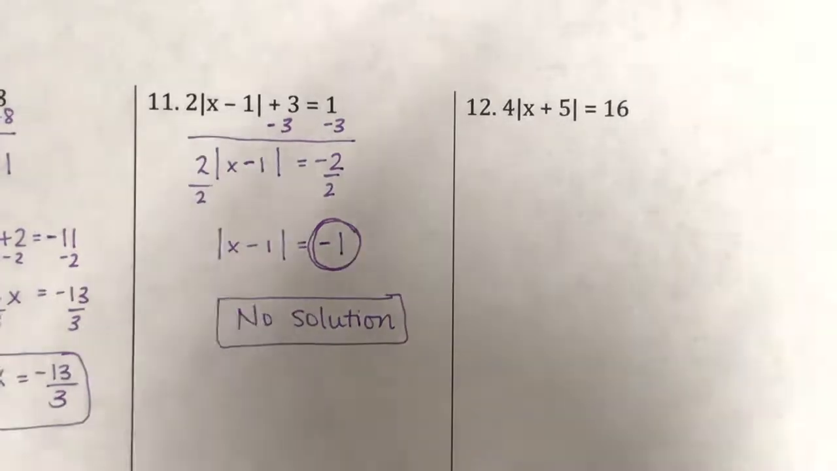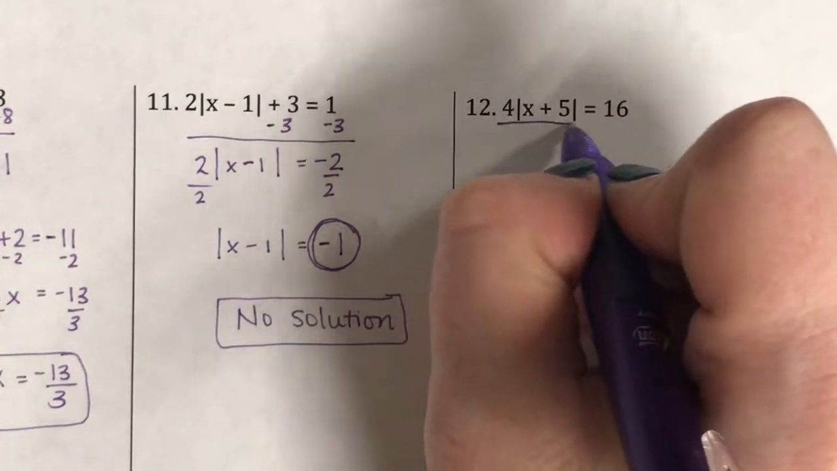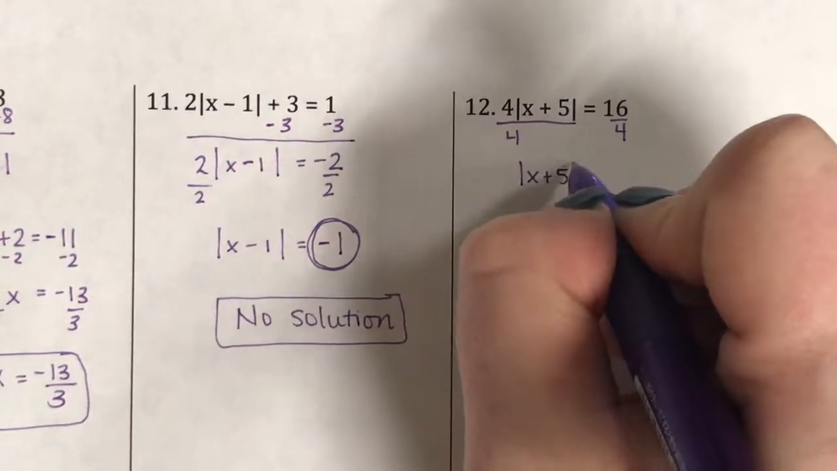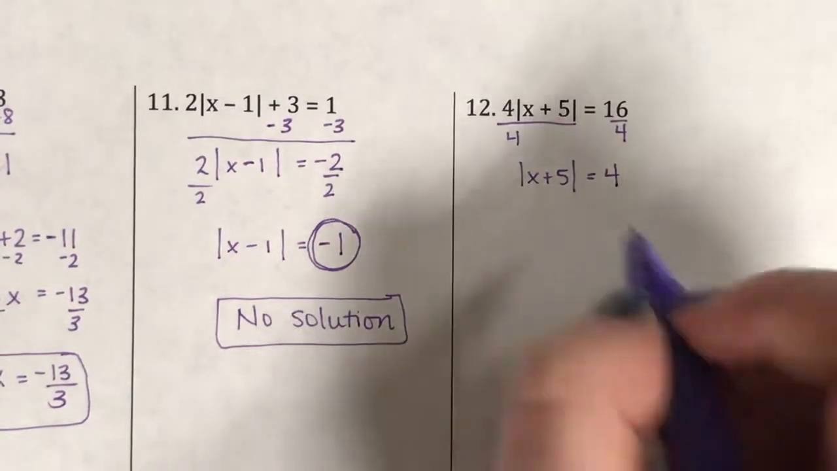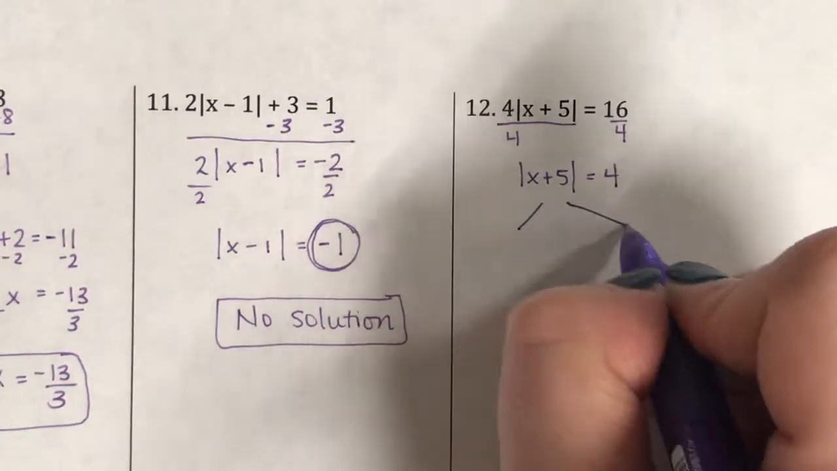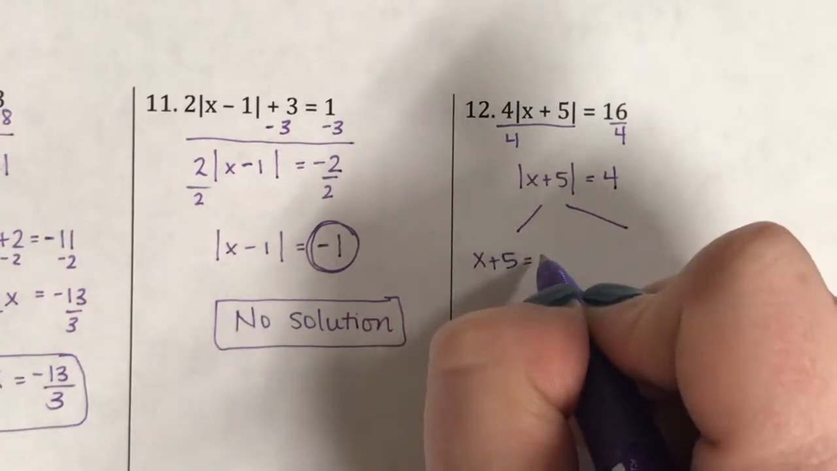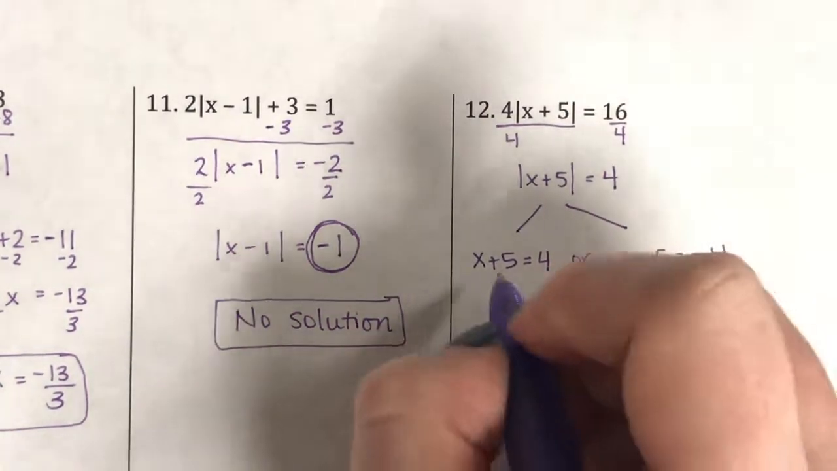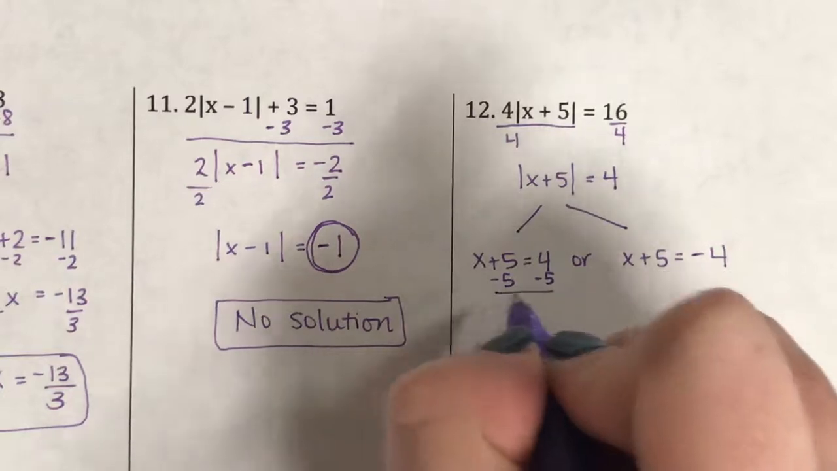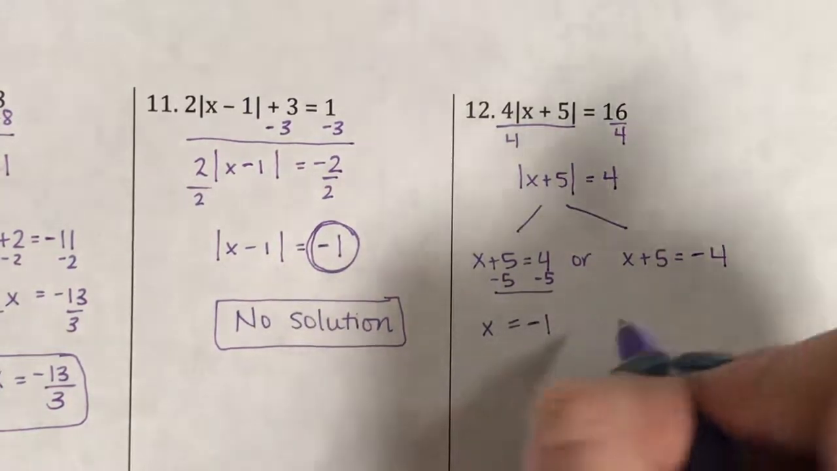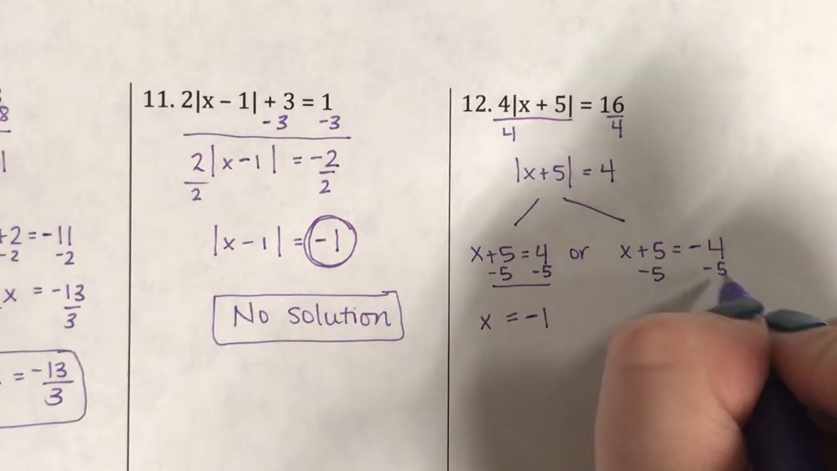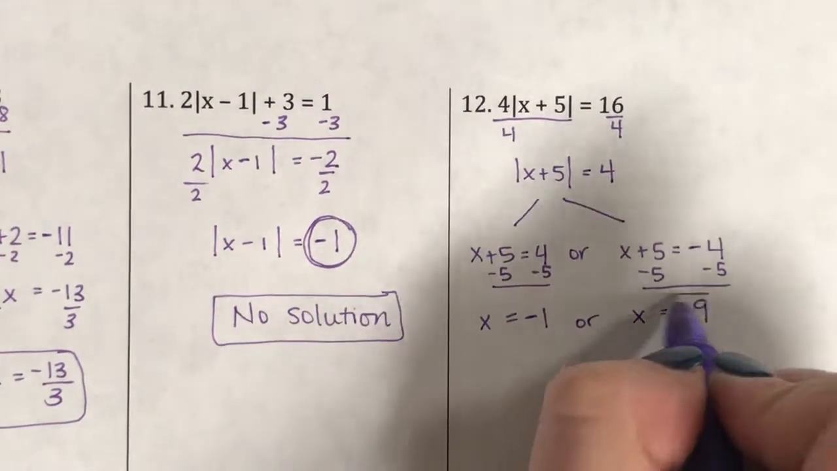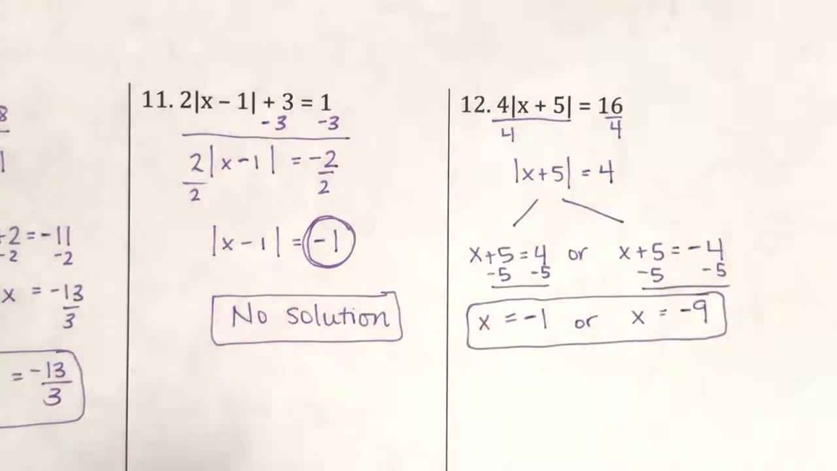Number 12, start by dividing by 4 to isolate the absolute value. The 4 is not negative, so we're going to split this. X plus 5 could equal positive 4, or x plus 5 could equal negative 4. So x could equal -1, or x could equal -9.